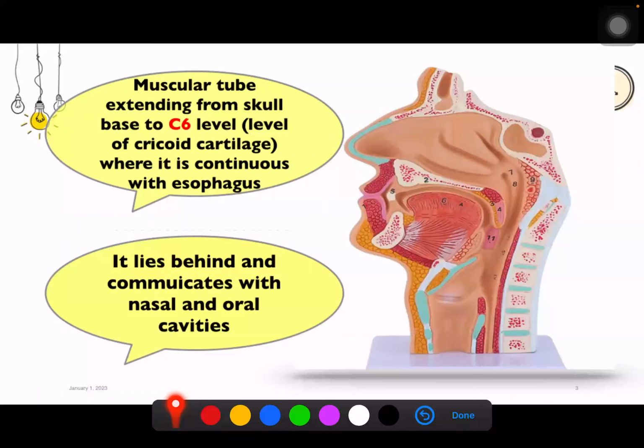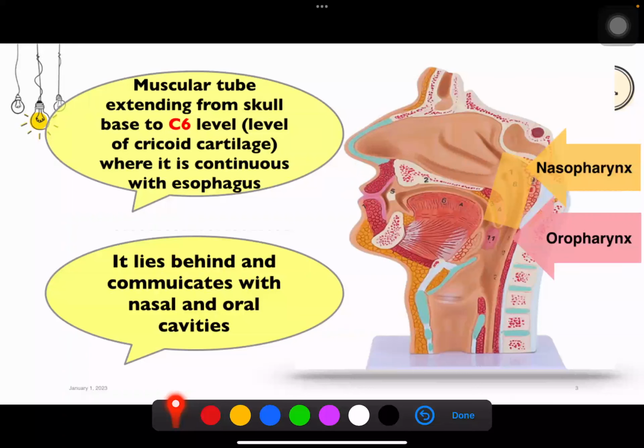Nasopharynx behind the nasal cavity and extends from the posterior choana till the free border of soft palate. Oropharynx behind oral cavity and extends from that point till the tip of epiglottis or level of hyoid bone. And hypopharynx or laryngopharynx, which extends from that level till the cricoid cartilage.